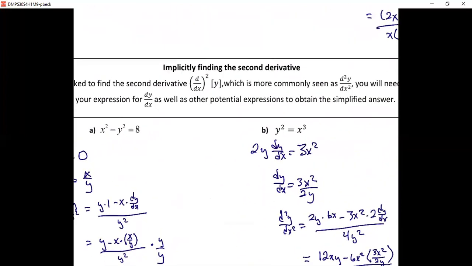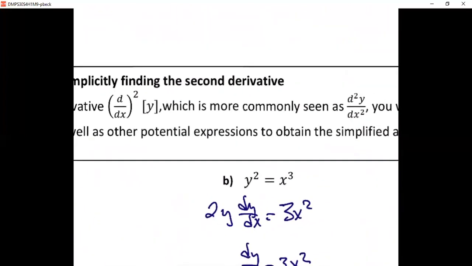Now, implicitly finding the second derivative. I don't know if any of you have noticed this d squared y over dx squared. Why is the second derivative written that way? It's because we're really taking the derivative of the function or the relation y with respect to x twice. So that's one way to approach it, but you'll see this d squared y over dx cubed. You'd see it as d cubed y over dx cubed.